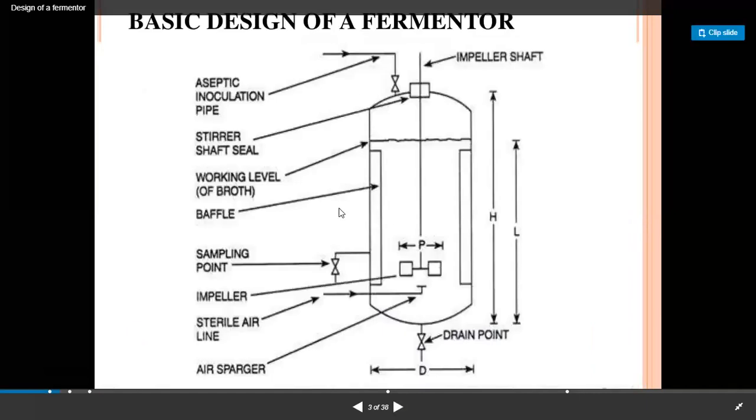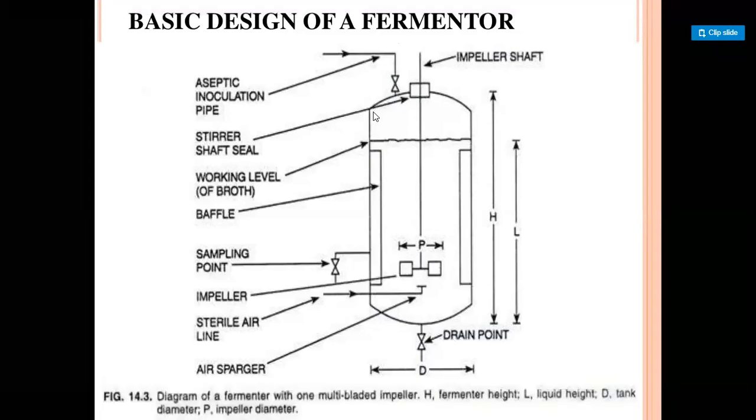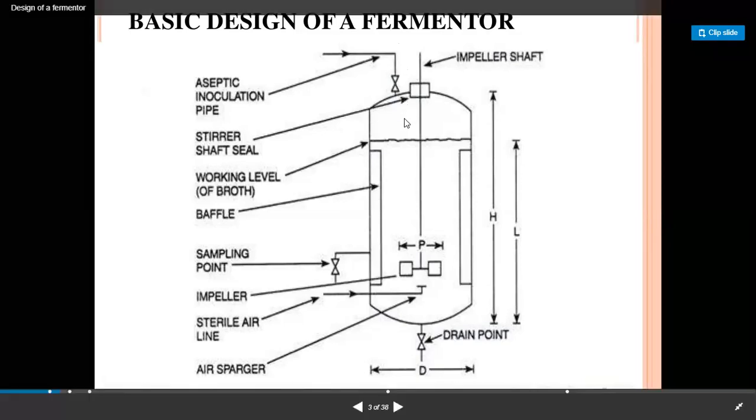Basic design of fermenter. This is the basic design of a fermenter. This is the impeller, which is used to agitate the medium. In our earlier classes also, we have discussed all these things. Then the aseptic inoculation pipe. Through this pipe, we inoculate the mother inoculum we are maintaining, according to our production. Based on our production, we use microbial organisms. Those microorganisms are called inoculum. Through this channel, we introduce the inoculum.